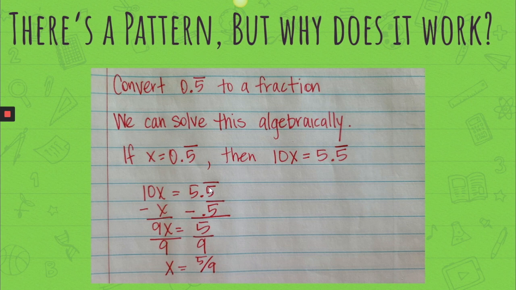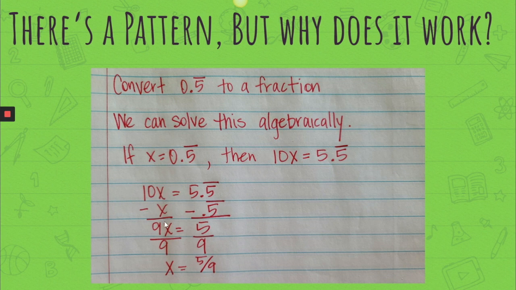Now, the next step might be a little different for the kiddos, because they're used to seeing subtraction of the same thing on both sides. However, we are subtracting the same value on both sides. So I have 10x, and I'm going to subtract x. On this side, 5.5 repeating, I'm going to subtract 0.5 repeating, because x, we already know right here, is what x is equal to. So the value of this item on both sides is the same.